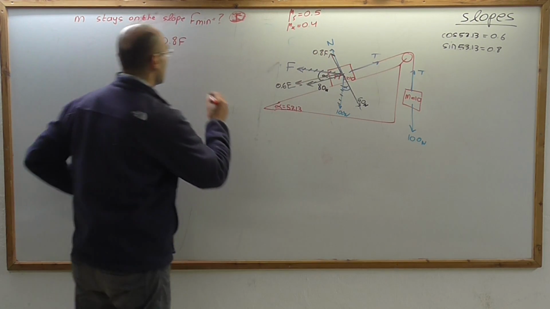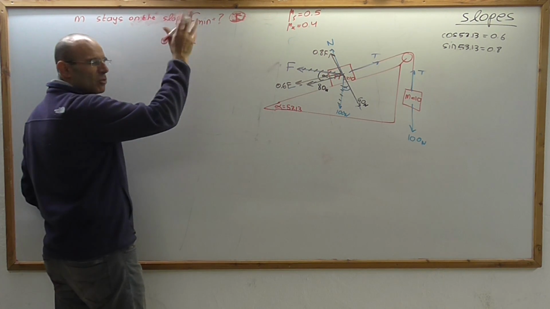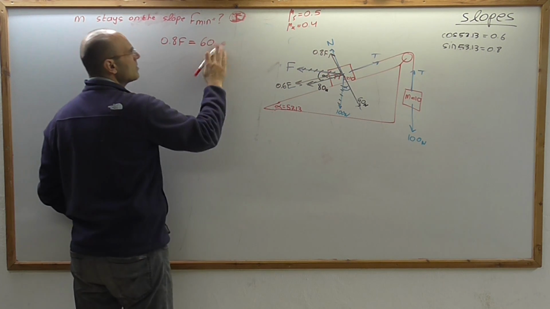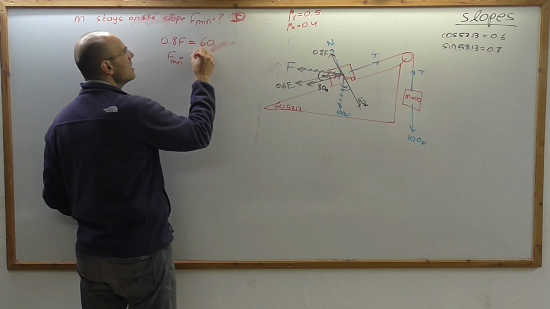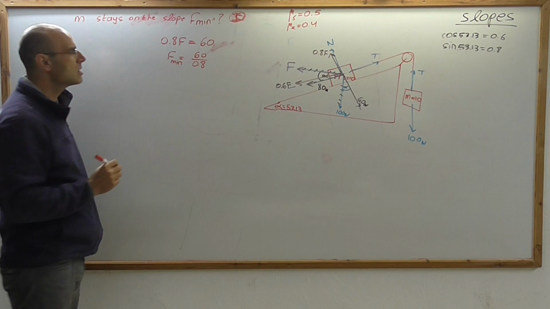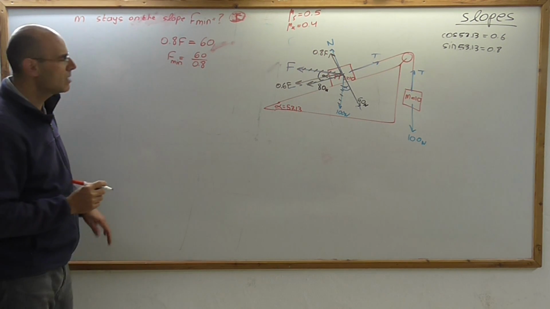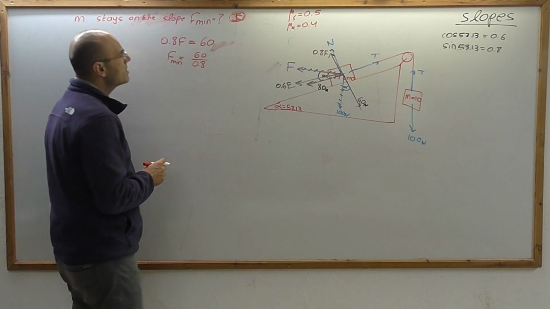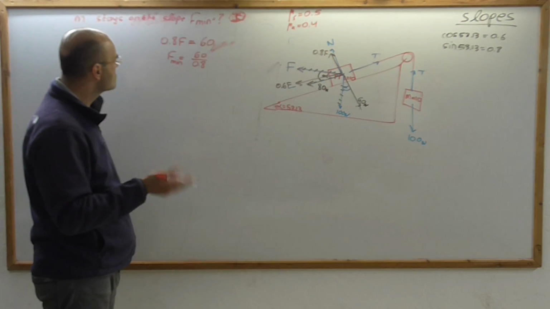And so what I will ask it to be equal, because I want the minimum, to be equal to 60 newtons. So F minimum will be 60 over 0.8, which is a big problem because I don't have my calculator. But anyway, this is the minimum force. It's around 65, 70, something like that.